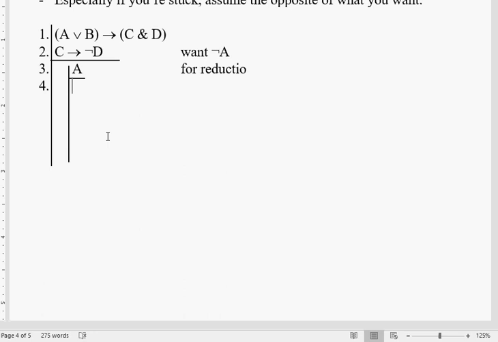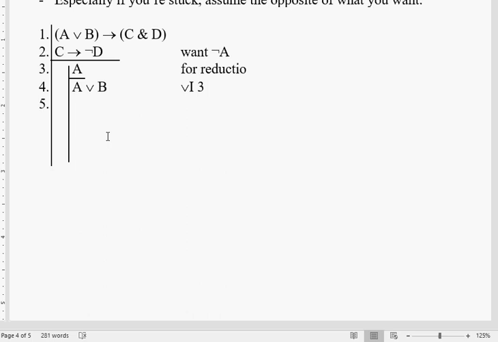Well, look at premise 1 here. It says if A or B is true, then C and D are true. Well, look at my assumption, line 3, A. What I can do is conclude that A or B is true on the basis of line 3 alone. If A is true, then A or anything is true. We have a rule for that. We call that disjunction introduction. And line 4 follows from line 3. If A is true, then A or B is true. In fact, A or anything is true.